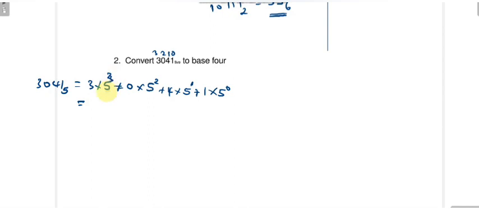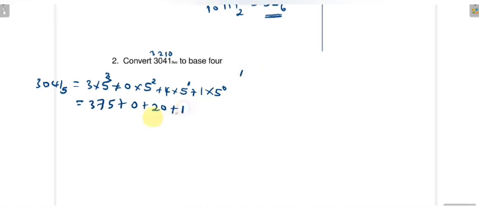So that will be equal to 5 raised to power 3, which is 125, times 3 is equal to 375, plus 0 times 5 squared is 0, plus 4 times 5 raised to the power 1 is 20, plus 1 times 5 raised to the power 0 is 1. 1 times 1 is 1. So let's add all of this together. So 375 plus 20 plus 1 is equal to 396 base 10. So this time I will have to convert it from base 10 to base 4. So we'll draw a straight line again.